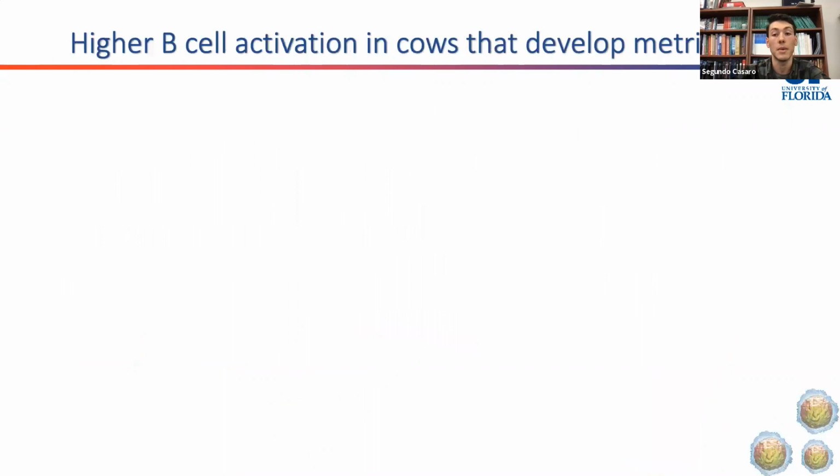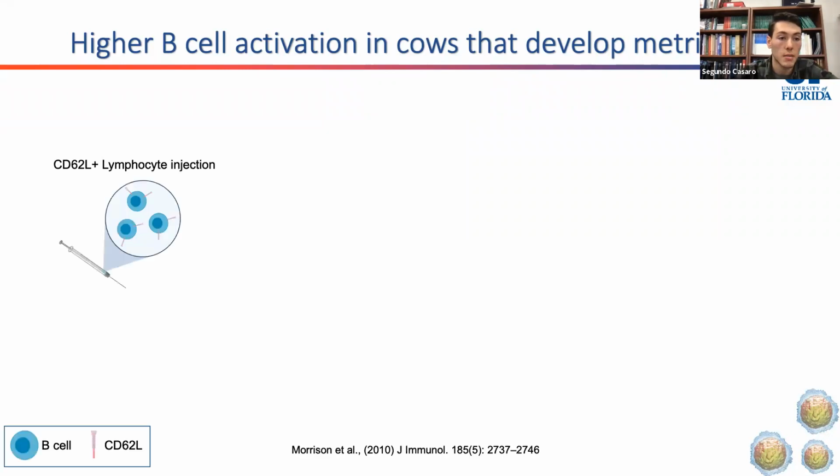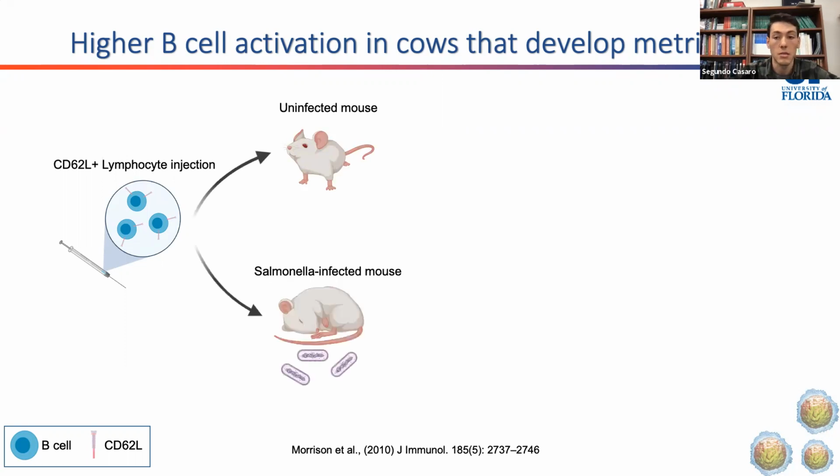Now, if we think about the B cells, first, we found a higher B cell activation in cows that develop metritis. So the B cells were shedding the CD62L. I just want to show you a study in which they injected CD62L positive lymphocytes to two different groups. They injected them to uninfected mice and to Salmonella infected mice. Then they collected blood samples.